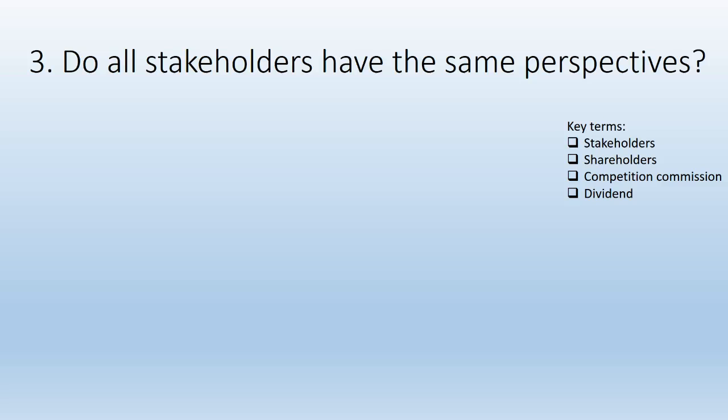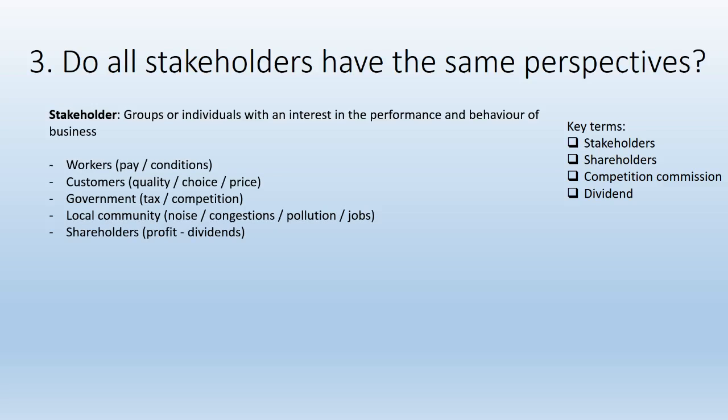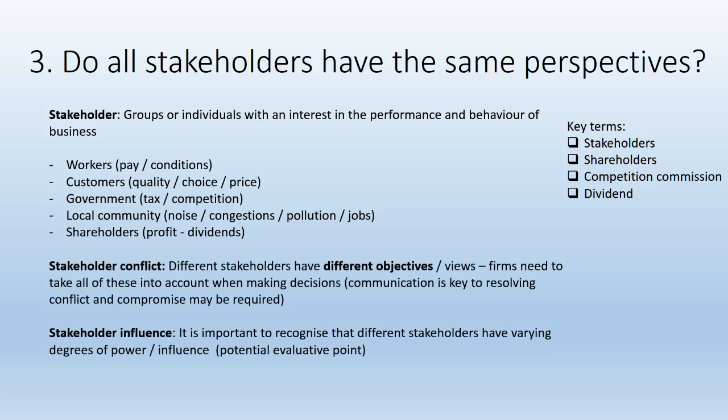The next chapter looks at stakeholders and their perspectives. So, recap there, stakeholders, very easy. Groups or individuals with an interest in the performance and behaviour of the business. Workers, customers, government, they've all got different interests and are affected by the business in different ways.